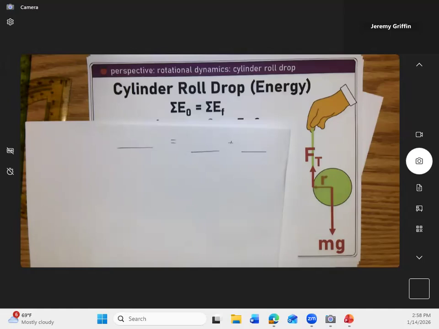So where does the energy come from? Where does the energy go? Maybe there's some height change. But if I'm doing an energy equation, height change is going to be somewhere in there too. Okay. All right, so let's see what you guys came up with.